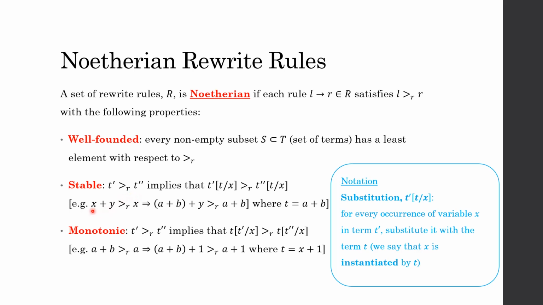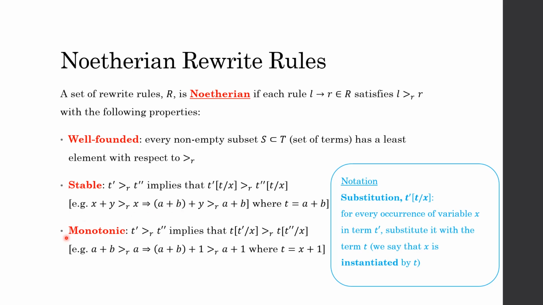So let's look at an example. For example, x plus y is greater than x in terms of complexity, and if we have the term t equals a plus x, and we substitute all occurrences of x with a plus b, this will still be greater than the right hand side in terms of complexity. So the complexity is preserved under substitution.